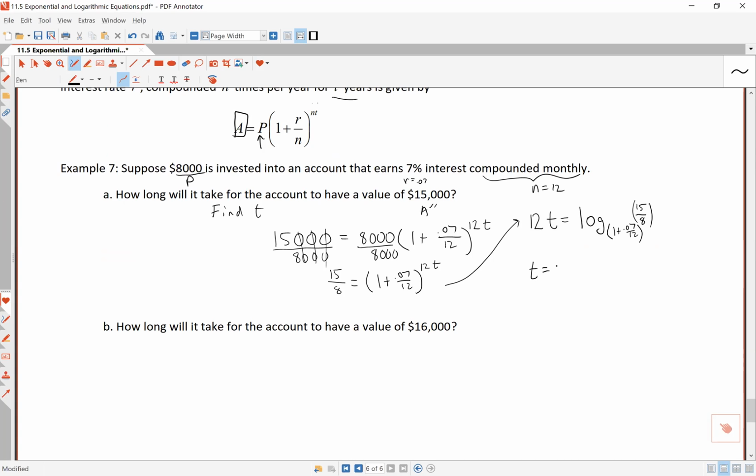Dividing both sides by 12, we have this log of 15/8, base of 1 plus 0.07 over 12, all divided by 12. In order to estimate that, we will take log of 15/8 divided by 12 times log of 1 plus 0.07 over 12.